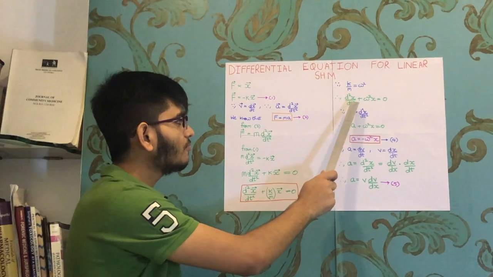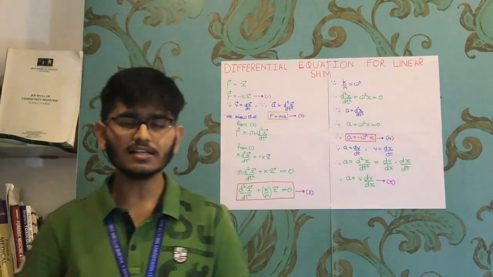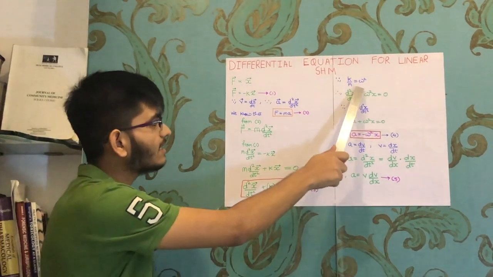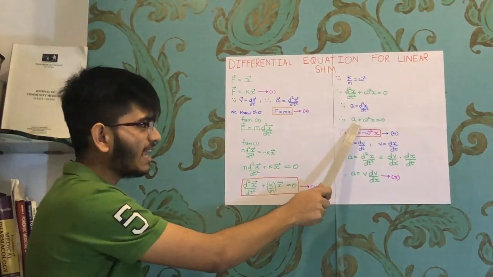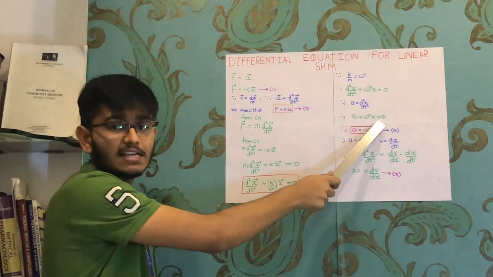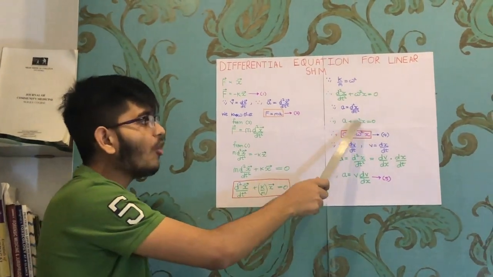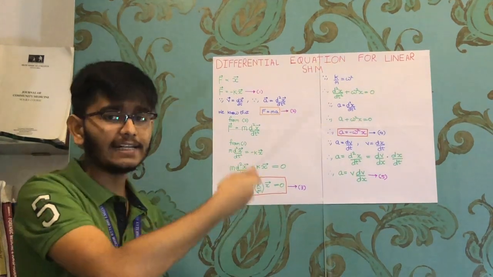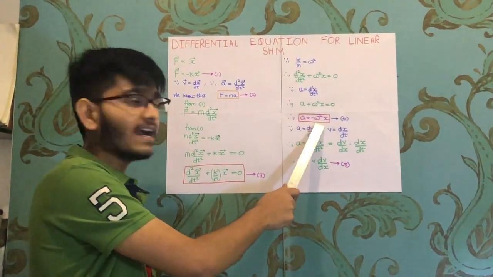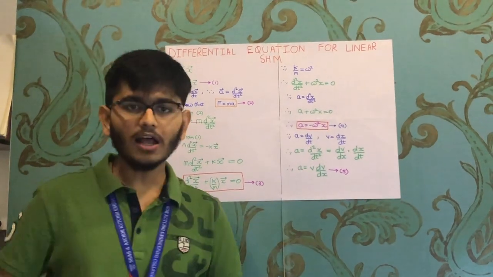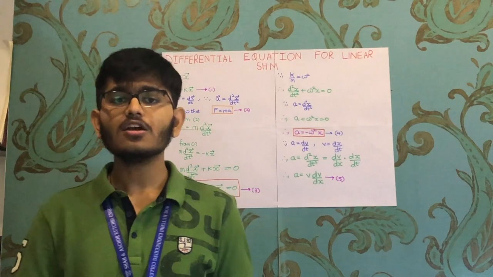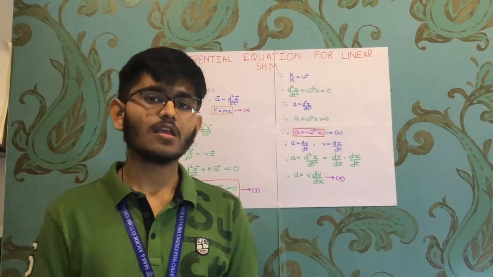Therefore, we also know that acceleration is d square x upon dt square. Therefore, we can say that d square x upon dt square plus omega square x is equal to 0. Taking omega square x to the right hand side, acceleration is equal to minus omega square x. And this is the equation for acceleration in a linear SHM.